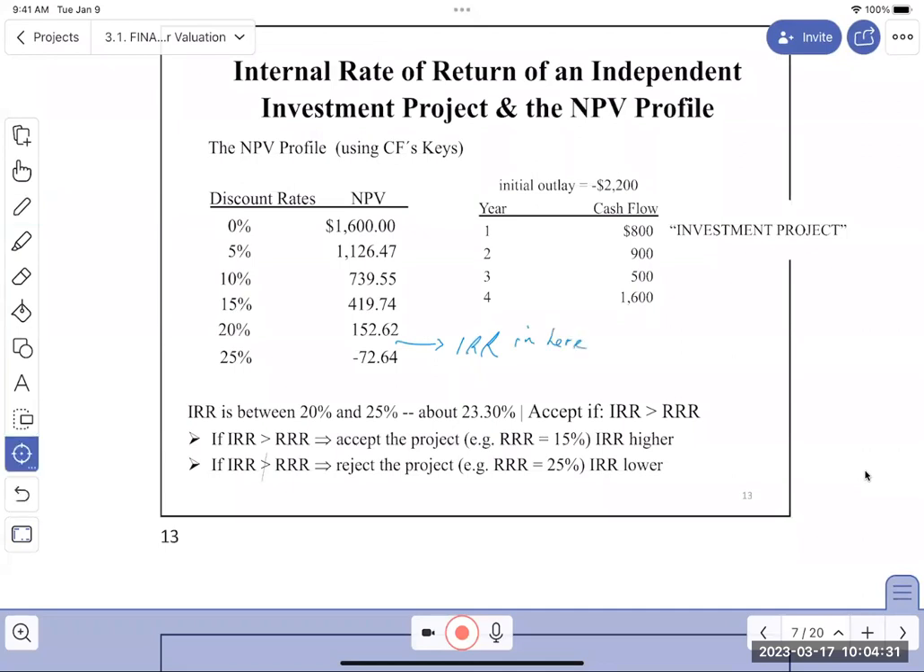And this is where I mentioned that the calculator will iterate. It will iterate in between 20 and 25 to try and get where the NPV is 0. And I'll show you how to do that manually as well. Okay, so let's do this. Let's put these in our calculator and get the IRR, but then I'll also show you how to generate this. Even though you have the answer, you need to know how to make an NPV profile and find the IRR manually.